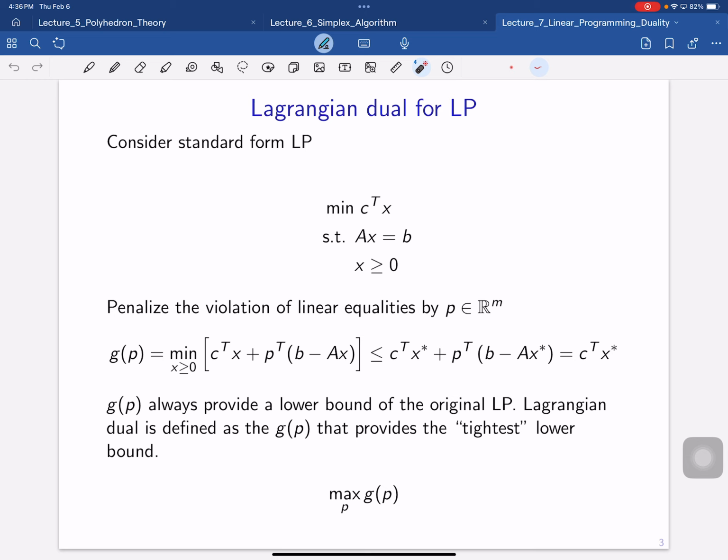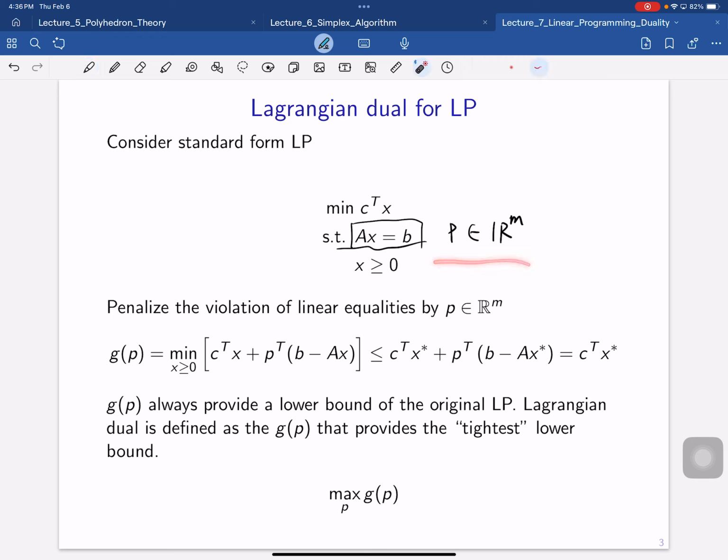So let's consider a linear program in standard form where we have Ax = b and x ≥ 0. Similarly, consider a penalty for not satisfying this equality constraint Ax = b. Recall that there are m constraints, so I pay a price, let's say p belongs to R^m, for the violation of each constraint. You pay a price p_i. In total, there are m constraints.